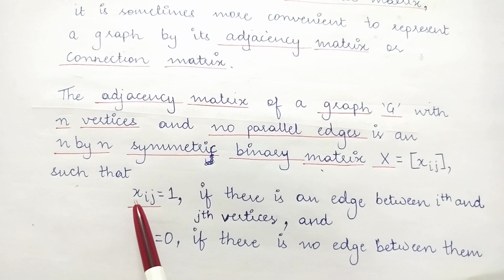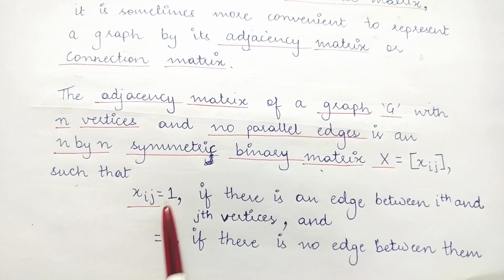So the value at a particular coordinate point for the ith row and the jth column would be 1 if there exists an edge between the ith and jth vertices, and it would be 0 if there is no edge between the ith and jth vertices. So the condition is that there should be an edge between the ith and jth vertices. If there is an edge, the value at that particular coordinate point would be 1, or else the value would be 0.